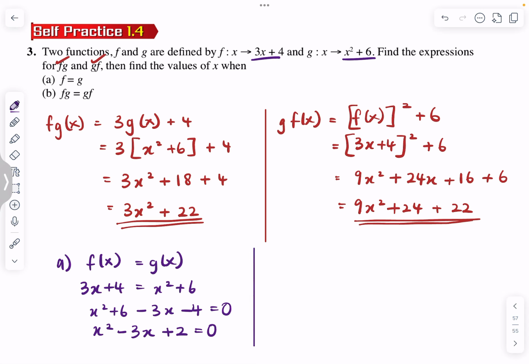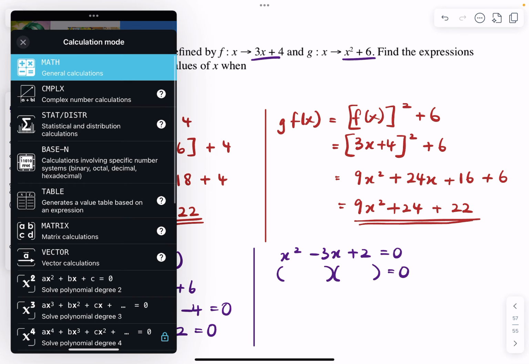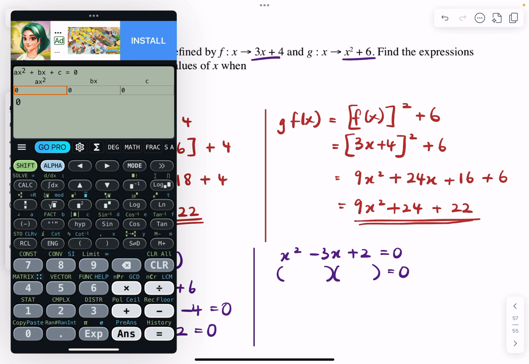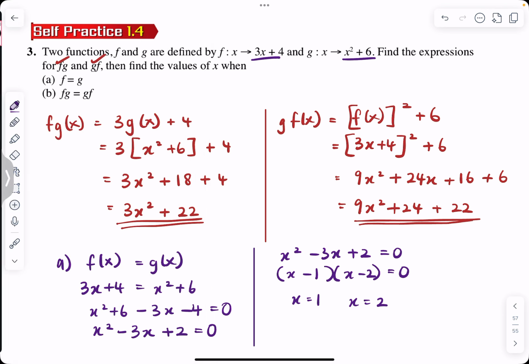So how to factorize? You need to put 2 brackets first. You can just use your calculator. So I go to mode. I choose polynomial, 1, minus 3 and 2. So x is 1 and x is 2. So rewriting this inside the bracket, it will become (x minus 1)(x minus 2). So this is our answer.